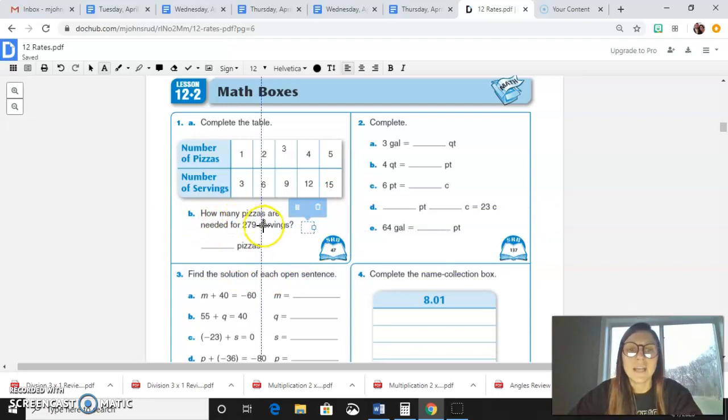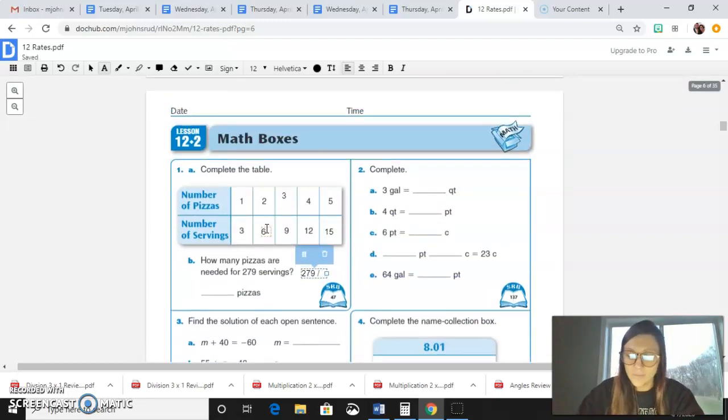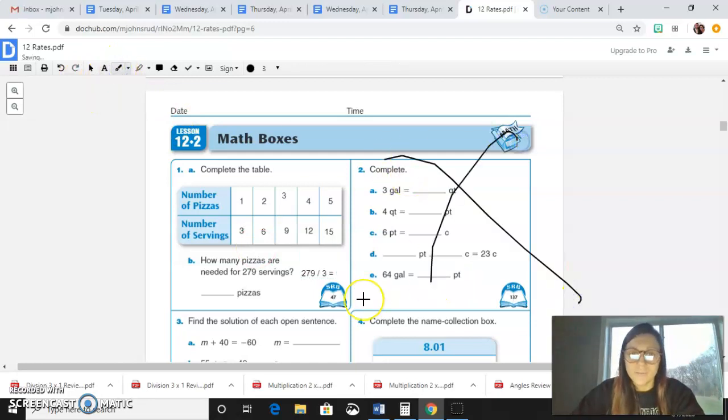But now it asks how many pizzas are needed for 279 servings. So if you know every pizza is 3 servings, and you have 279 servings, you're going to have to take 279 divided by 3 to get you your answer there. So you're going to need to figure that out. No using a calculator.